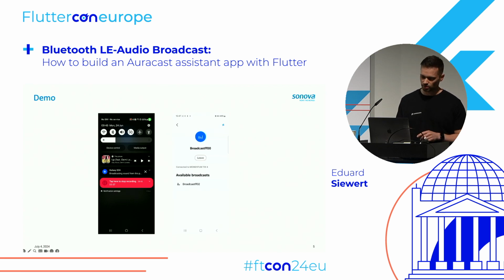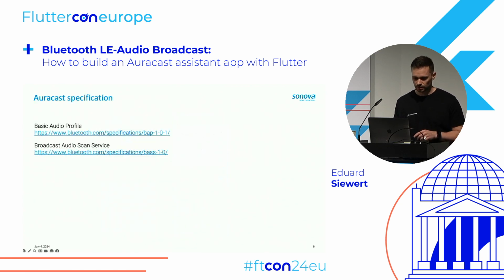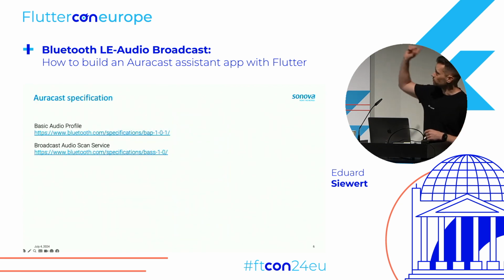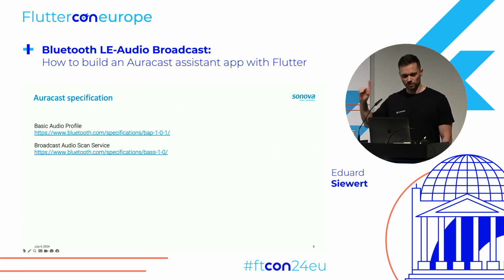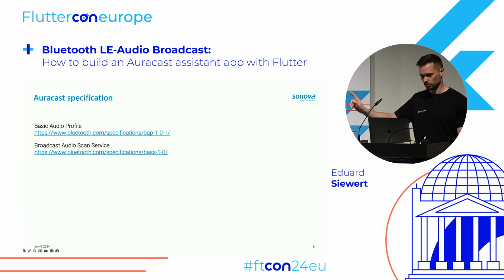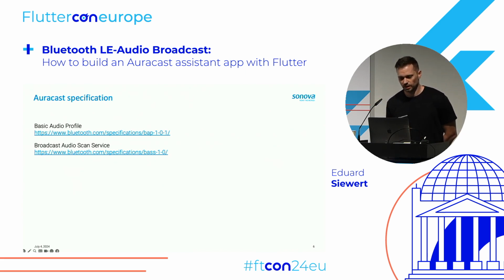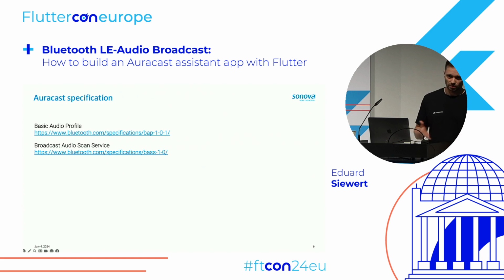the specifications, and to save you some time, these are the most important ones if you are interested. There's the basic audio profile. This is the general profile that's used to define the LE audio functionality, and then specifically for the Auracast assistant, the broadcast audio scan service is of interest. These specifications together have around 300 pages, so there's a lot to go through.